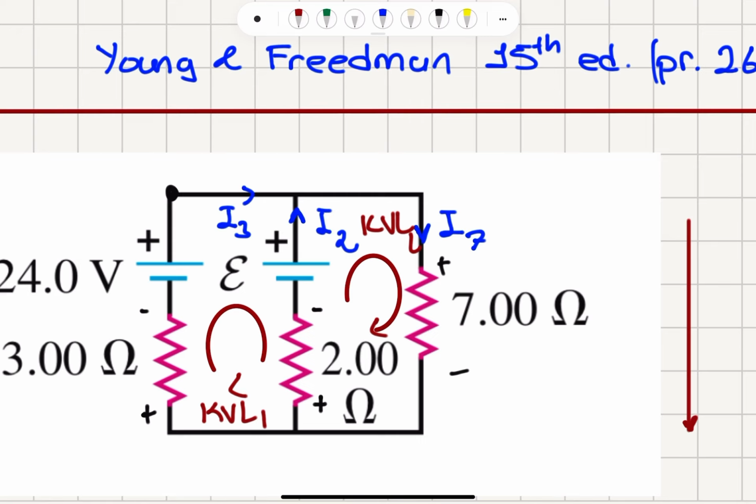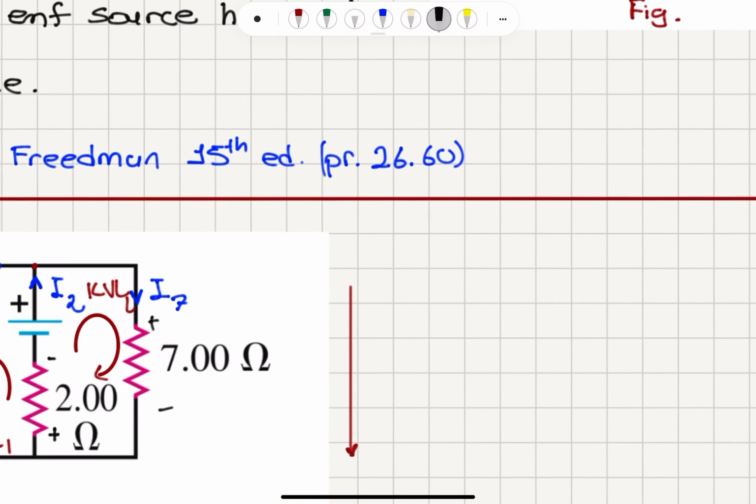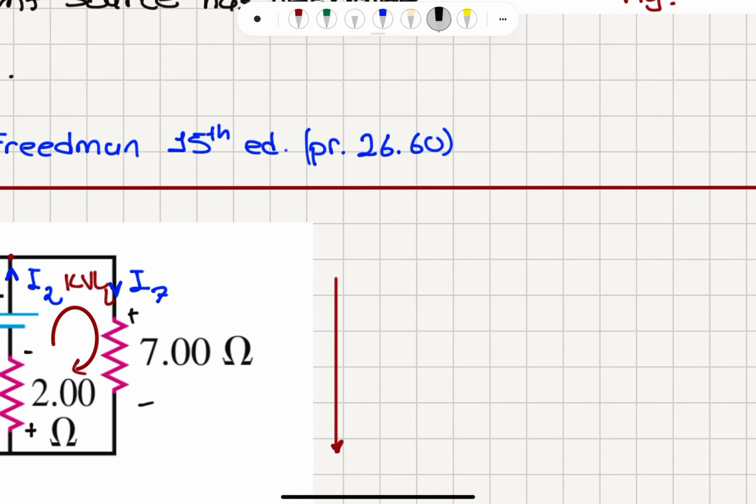So the first thing I did was look at this junction and write the Kirchhoff current law for this junction. The Kirchhoff current law says the sum of all the currents entering a junction is equal to 0. If a current is leaving, then it's minus the current entering. So I2 is entering the junction, I3 is entering the junction, I7 is leaving, so I2 plus I3 is equal to I7. That's the Kirchhoff current law equation.